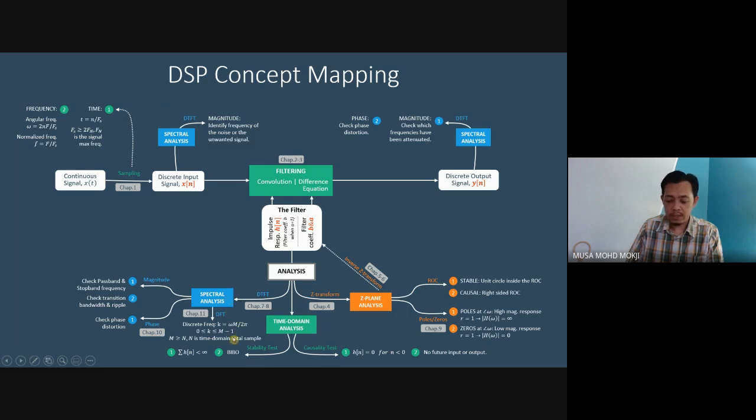Next week, we will cover this DFT. You can see that this is a DTFT. So next week we will cover what we call the discrete Fourier transform. So what is the difference?